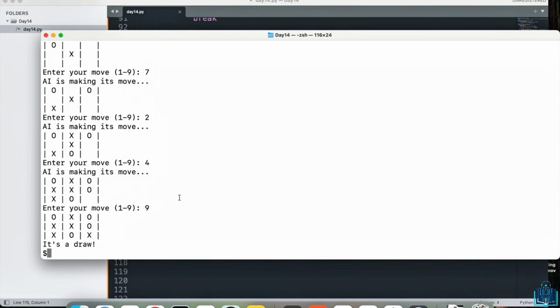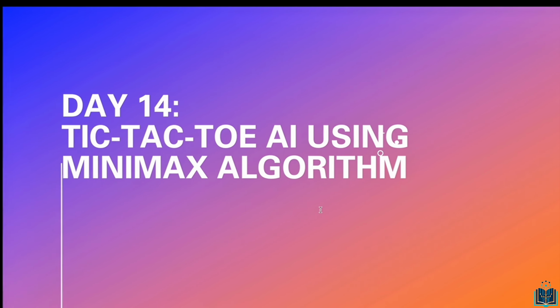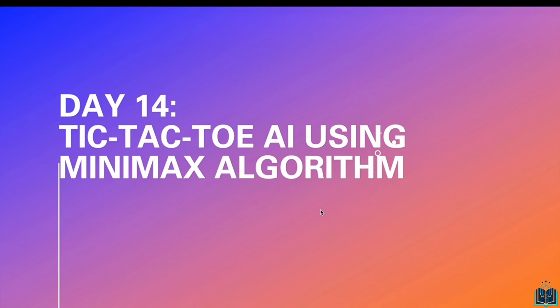So, as I mentioned, it's a very difficult game to win if you want to make a tie. And that's our tic tac toe AI using the Minimax algorithm. I hope you were able to implement it. If you had any problems or questions, let me know and I'll get back to you.